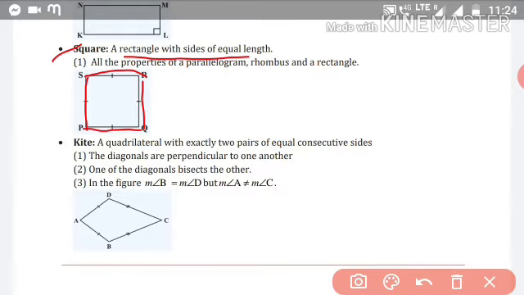For square, all sides will be what? Equal. Again, all the properties of parallelogram, rhombus and rectangle. So all the properties of rhombus also exist here, and for parallelogram also, and for rectangle also. For rectangle, what was the diagonal? The diagonals bisect each other and the lengths are equal also.